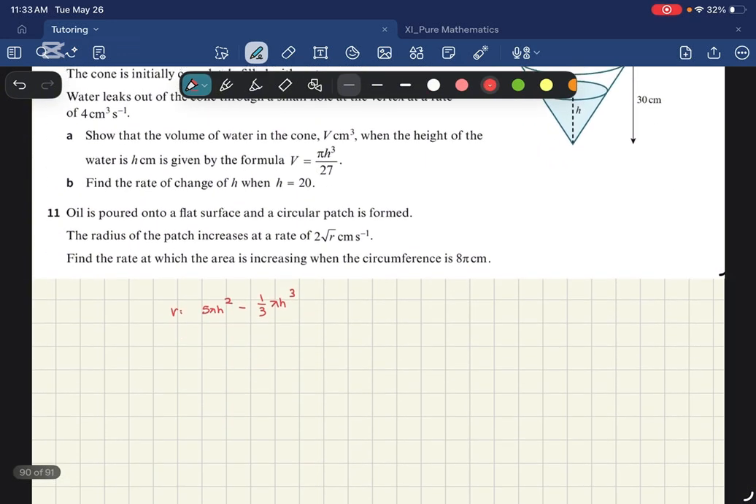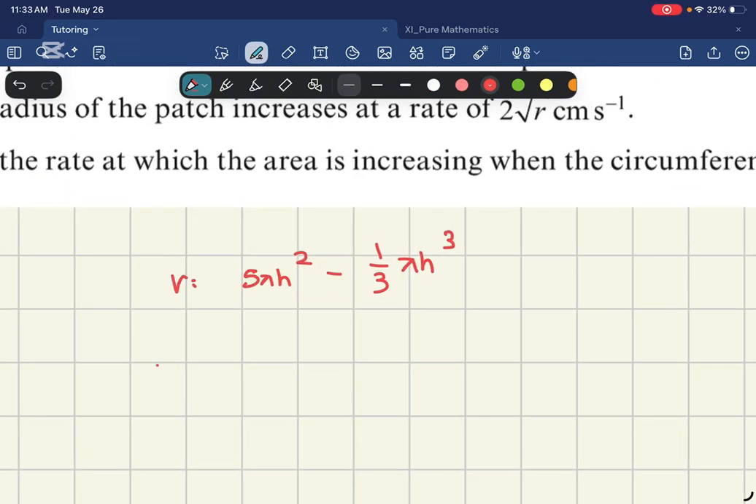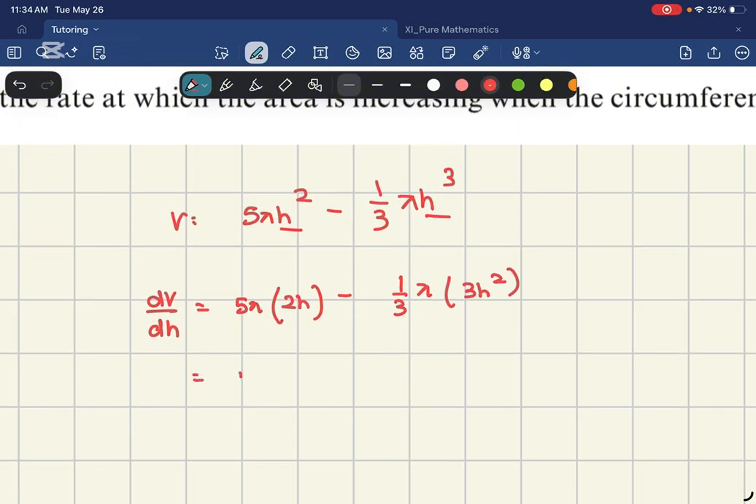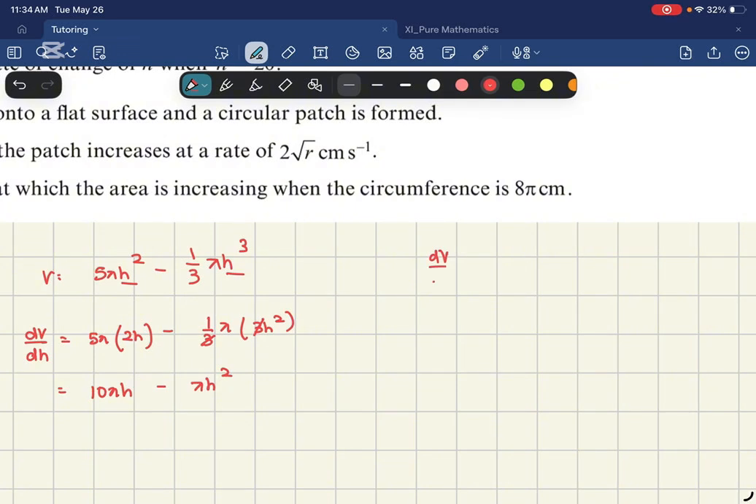All right. So v is defined with respect to h, so we can find dv by dh. And 5 pi, we keep h squared. If you differentiate, you're going to get 2h. We can keep minus 1 over 3 pi. H cubed, you differentiate, you get 3h squared. Now if you simplify, you get 10 pi h minus pi h squared. dv by dt is dv by dh times dh by dt. Remember, dh and dh will cancel out, leaving you with dv by dt, which is what you have here. And we write it as dv by dh because v is defined with respect to h.